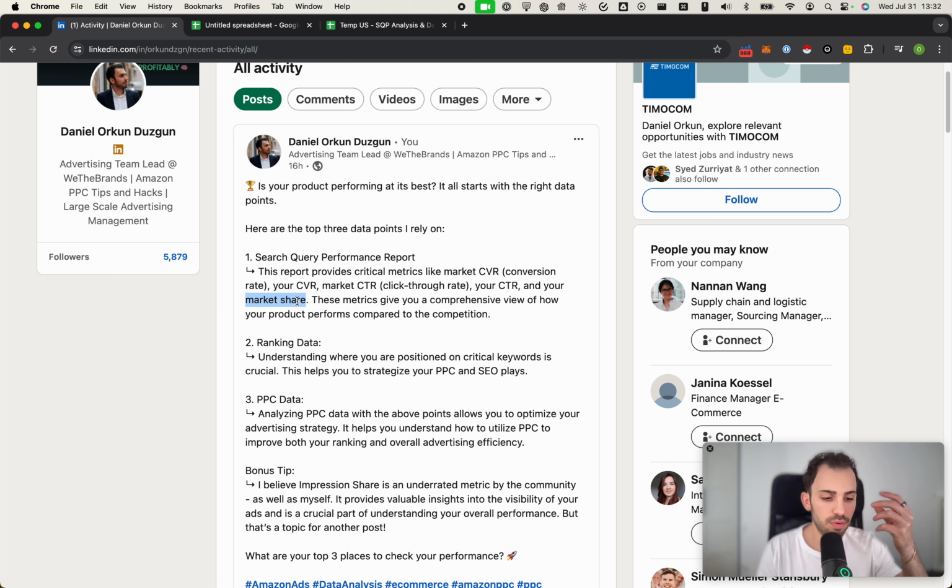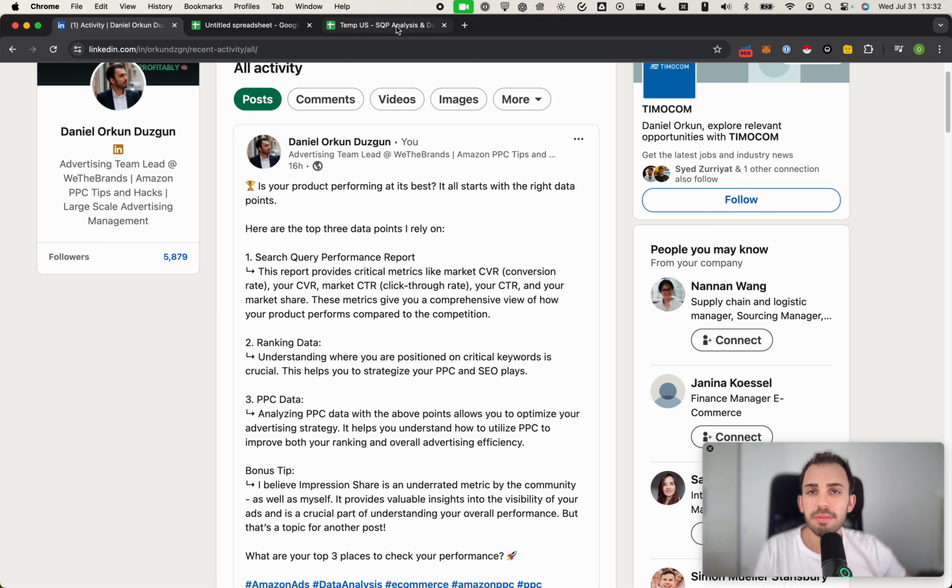Those will just tell you if you are dominant enough on this keyword, or if you are actually getting the right amount of impressions and the right amount of clicks from your keywords overall. And the other thing that is super important here is the conversion rate part. What we want to do here is make sure we are beating the average conversion rate of the market.